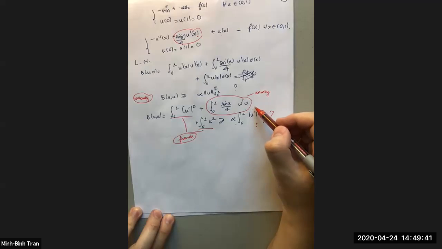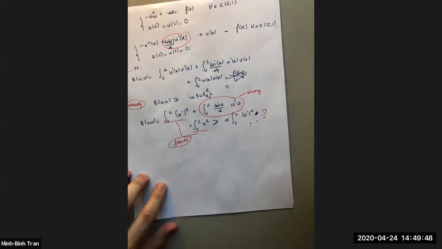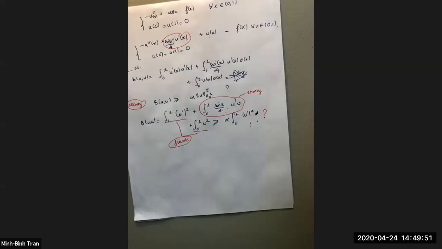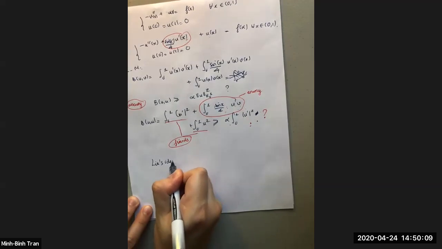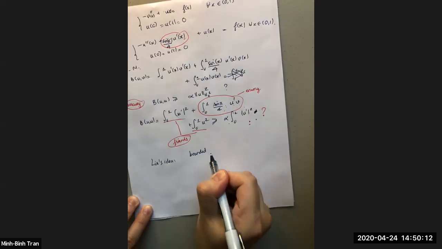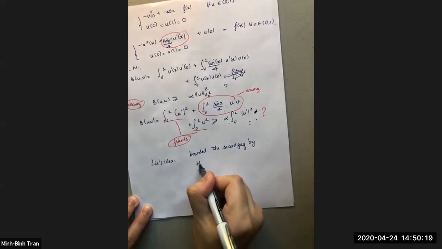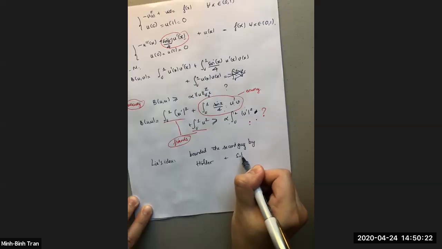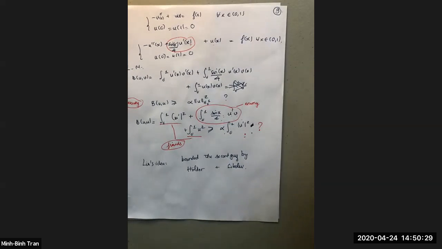The enemy is this guy. So the enemy is the integral from 0 to 1 of sin x over 4 times u prime times u. All right? So how can I control this enemy? Excellent. So Liu's idea is very brilliant. This is amazing. To bound the second term, the second guy, by Holder plus Sobolev. This is an amazing idea. So we're going to discuss this on Monday.